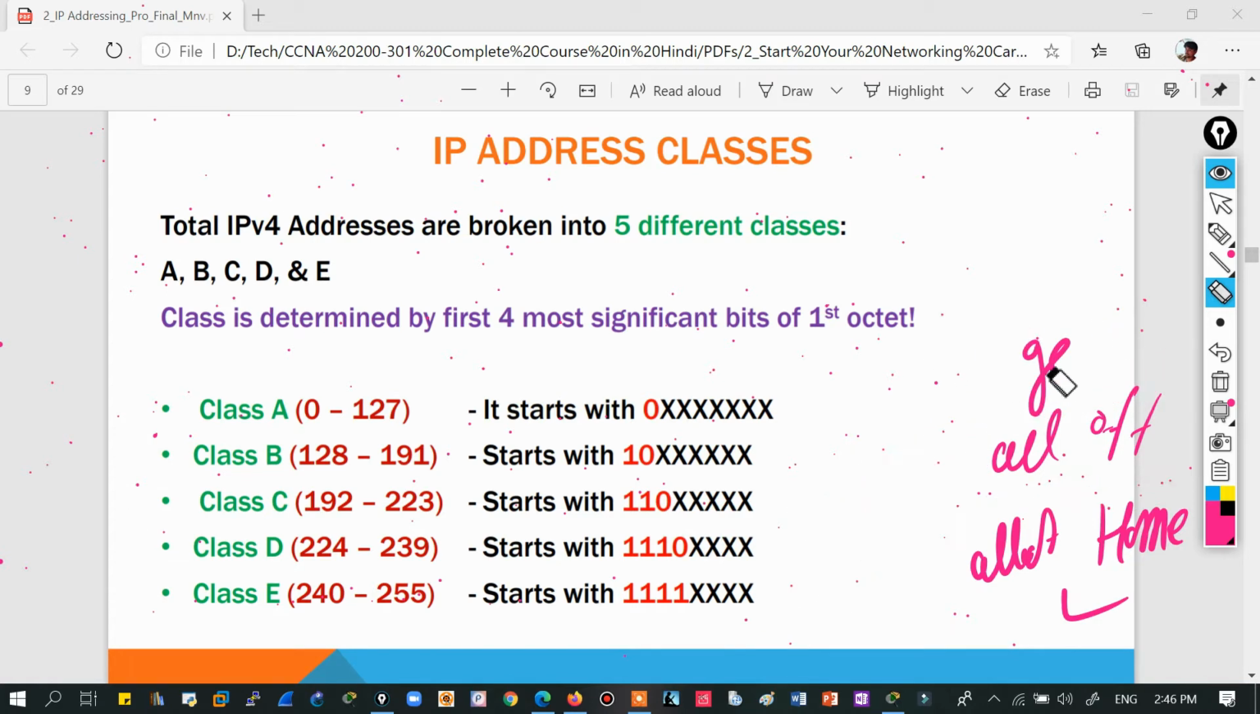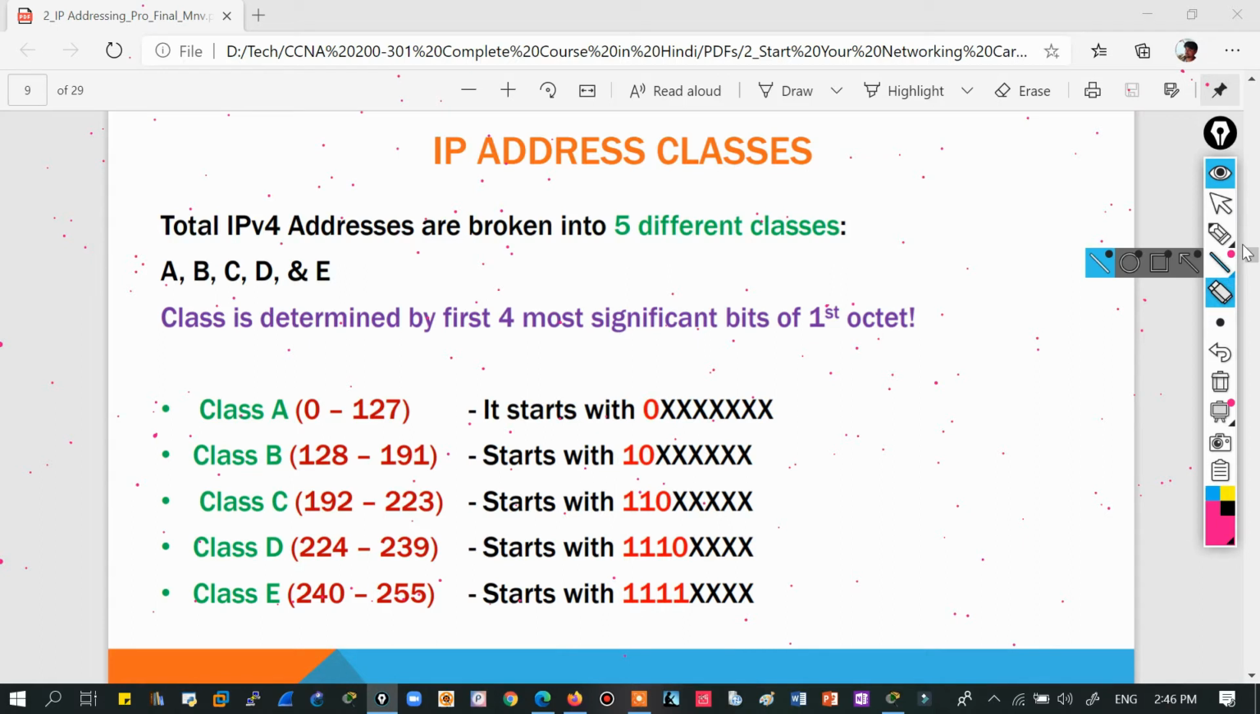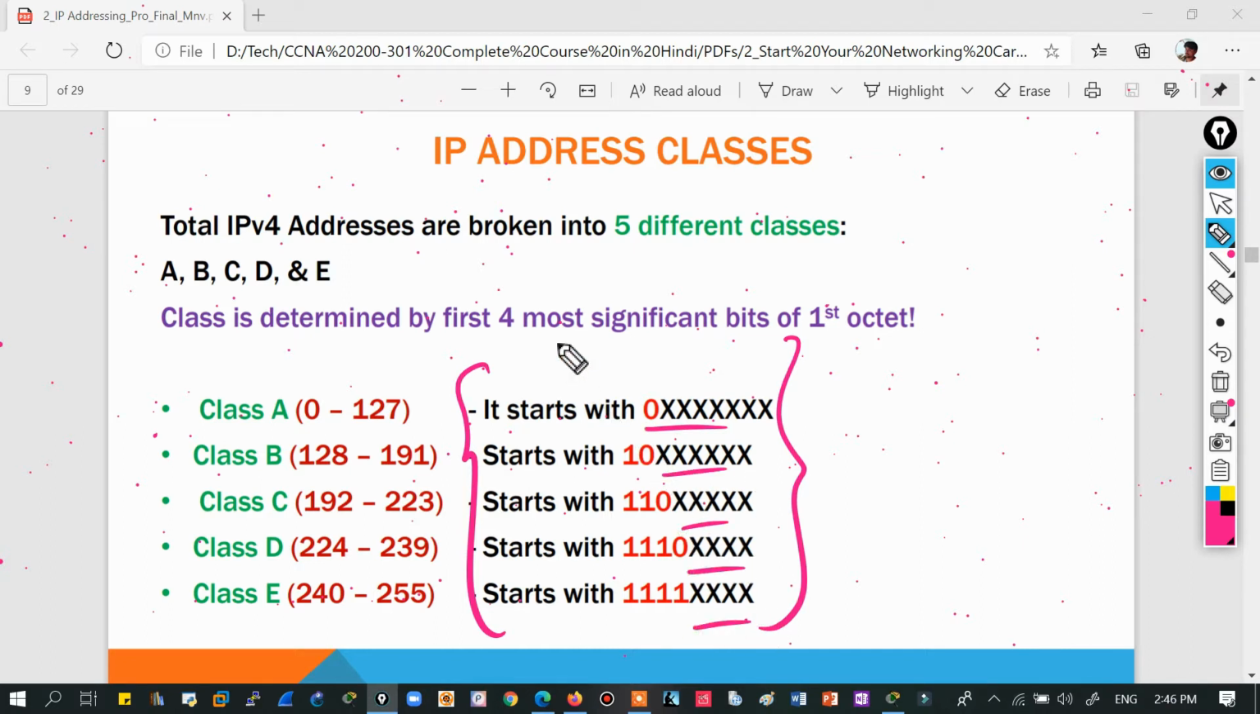I'm not getting into this one, so just take a look at this. I will discuss this with the subnetting part. Okay, this is useful there, so I've just written it here so that you can get an idea. But if you are just starting from basics, then yes, don't look at this part.